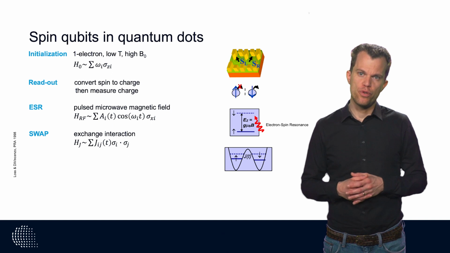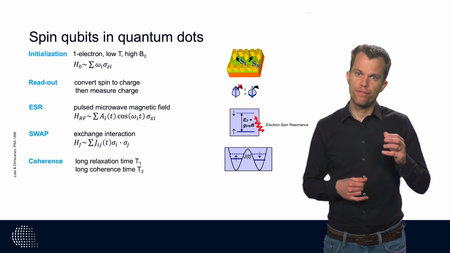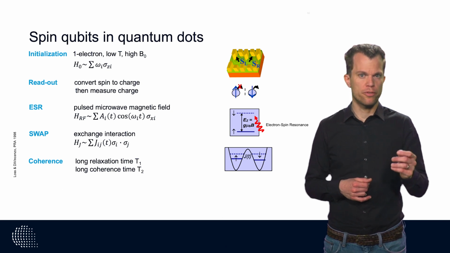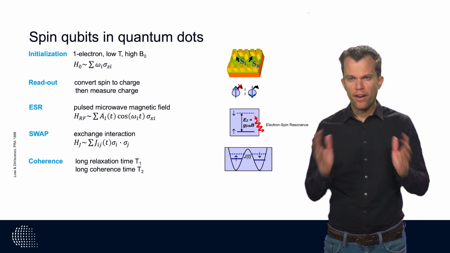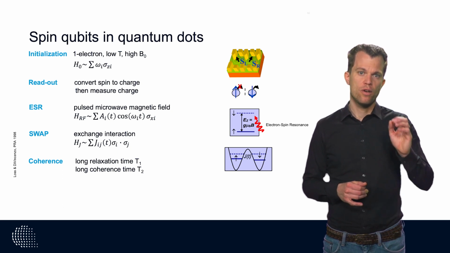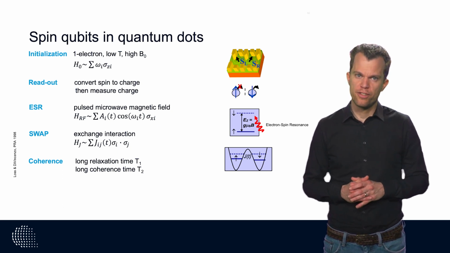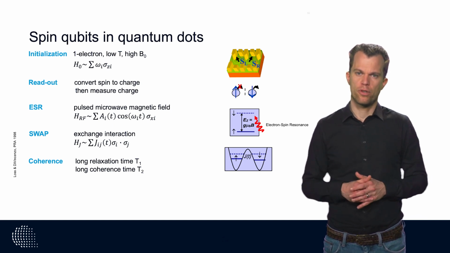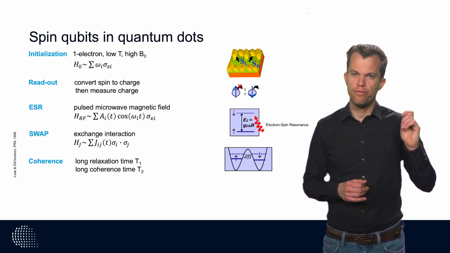The benefit of using the spin degree of freedom to define the physical qubit is that the qubit lifetime, the so-called T1 time, can be very long and significantly beyond a second. Also, the quantum coherence, the phase coherence of the qubit, the so-called T2 time, can be very long and can reach up to tenths of milliseconds.